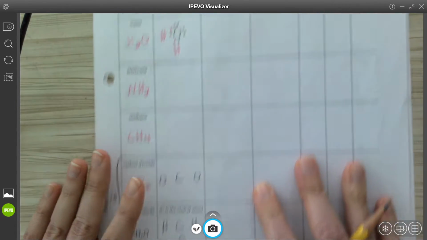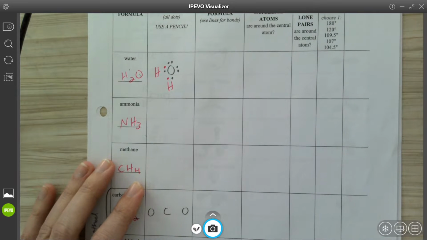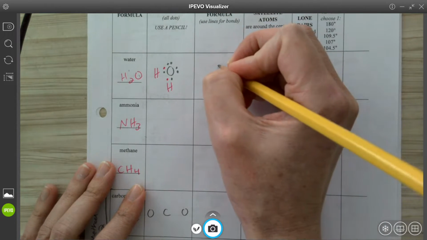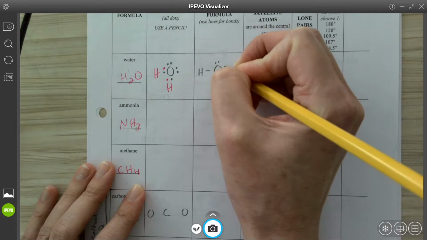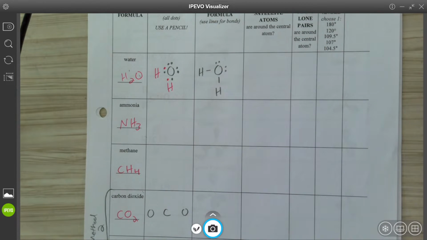Okay, once you've got your dot structures, then draw your line structures, okay? So your structural formulas look like that, but keep your lone pairs, but the bonding pairs turn into lines.